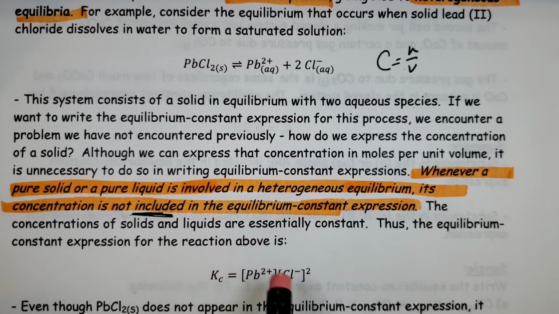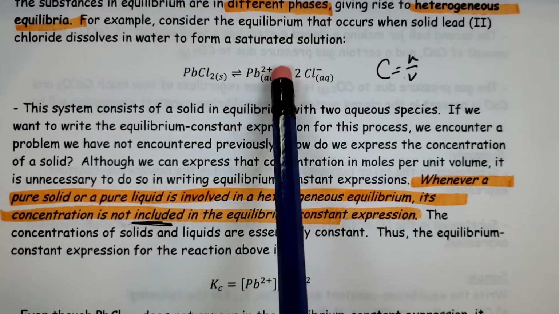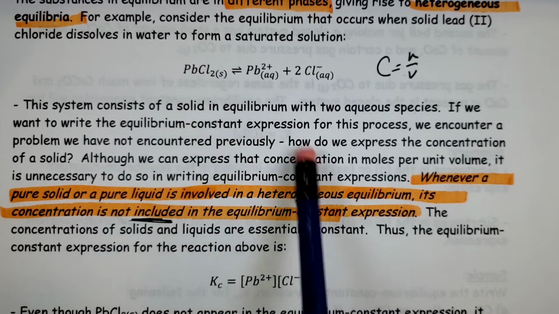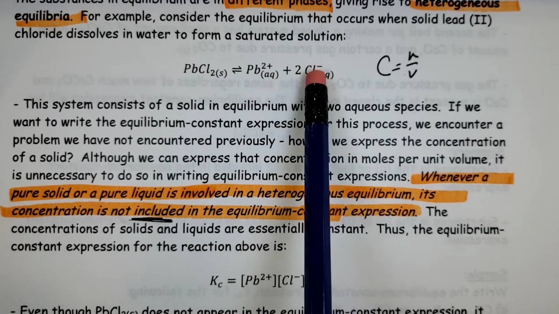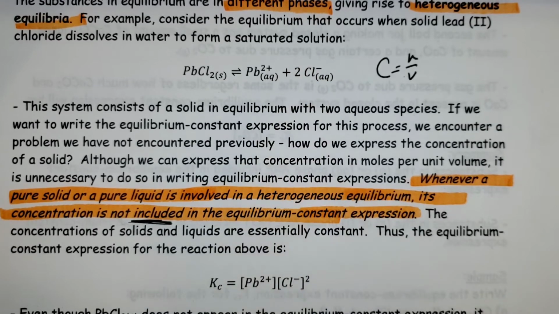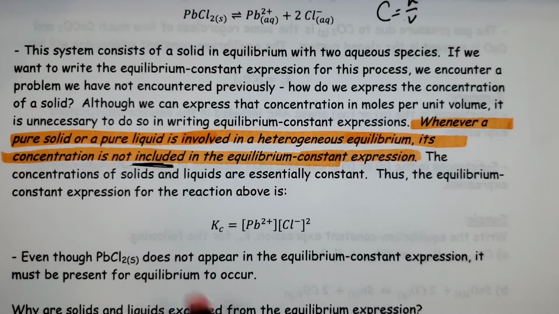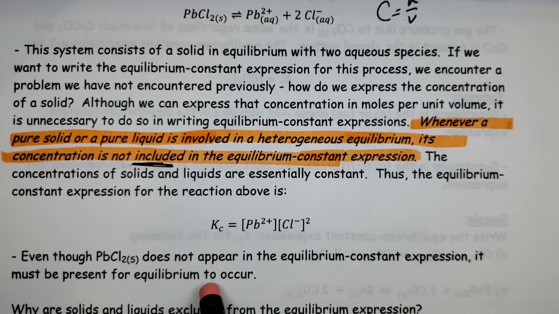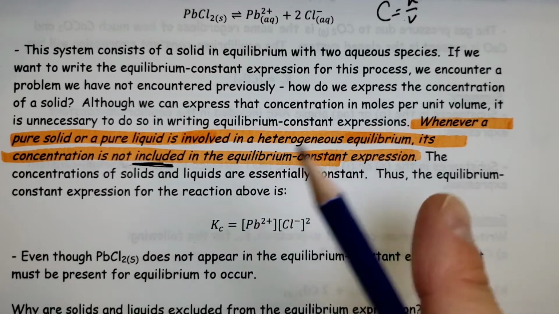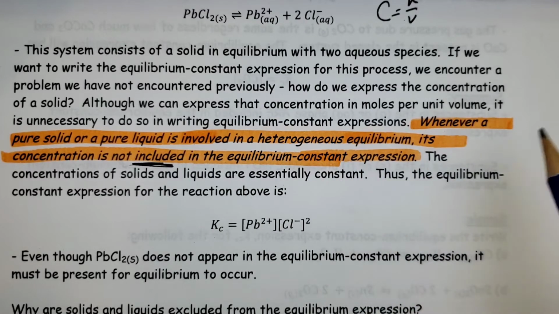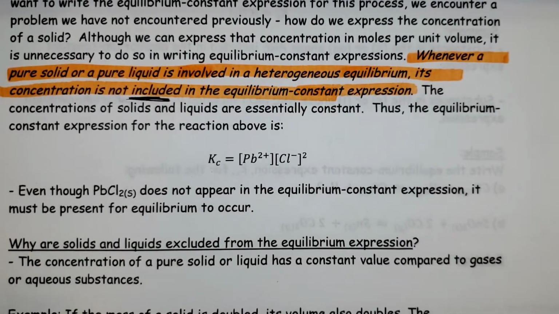Thus the equilibrium constant expression would simply be products over, well, we don't include reactants. So it's lead times chloride squared, because there are 2 chlorides. Even though lead chloride appears in the equation, it does not appear in the equilibrium expression. It must be present, though, for equilibrium to occur.